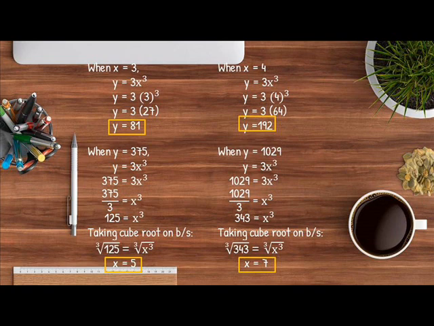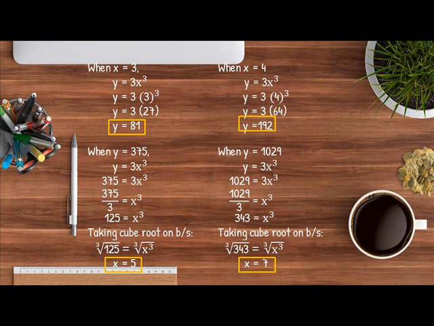Likewise, we will find the value of x against 1029. Putting 1029 into the equation, we have 1029 equals 3x cube. Isolating the variable x cube, we will transpose 3 to the left hand side, where it will be divided. So we have 1029 divided by 3, that equals 343. And taking cube root on both sides, we have x equals 7, because 7 multiplied to itself 3 times gives us 343.